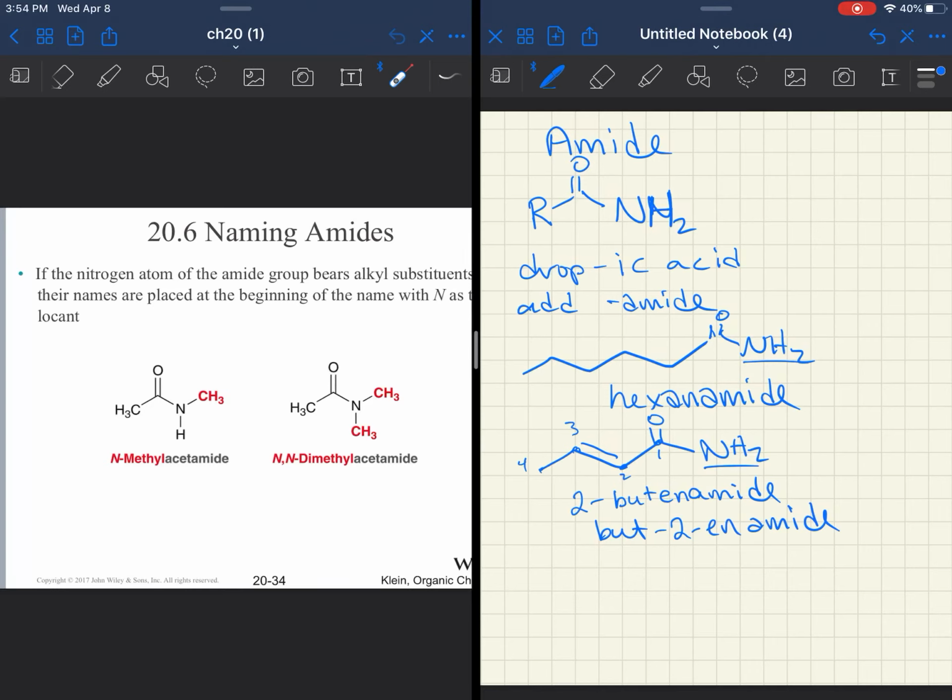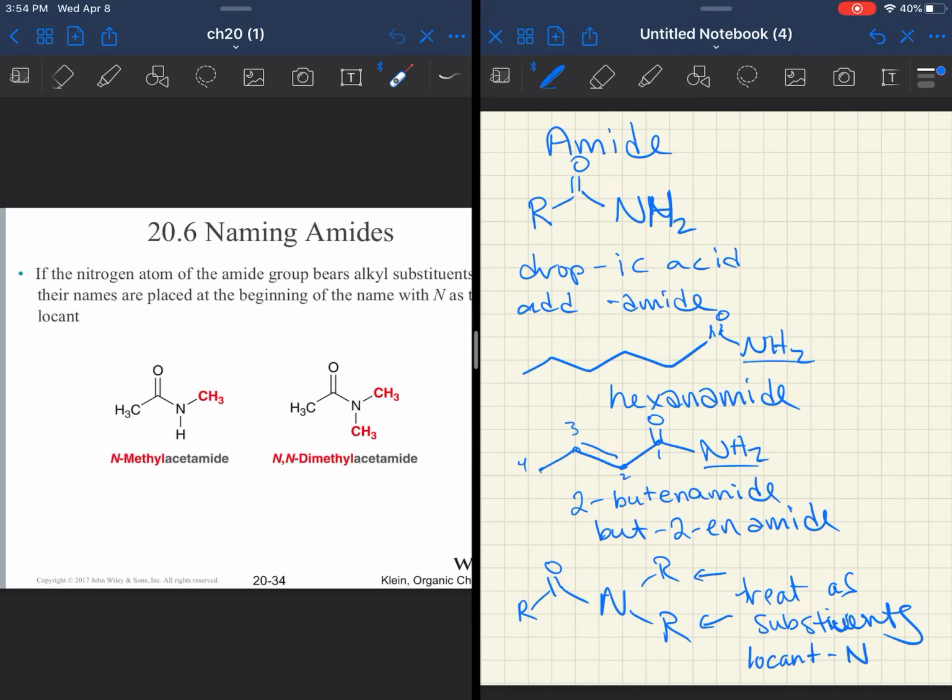Now, what's interesting with amides is sometimes you're going to have R groups on the nitrogen. When it's 2 hydrogens, the rules are what we've just covered. But if there is an alkyl group on that nitrogen, we have to deal with it. If we've got a nitrogen with varying R groups here, we are going to treat these R groups as substituents.